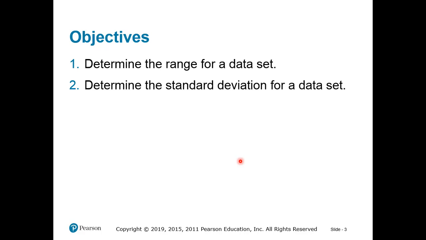The range is a very crude method. Just like the mid-range in the last section, the range of the data set is very sensitive to outliers or extreme values because it uses the minimum and maximum values of the data set. And then we're also going to talk about how to determine the standard deviation, which is the most common measurement of dispersion that is used in statistics.